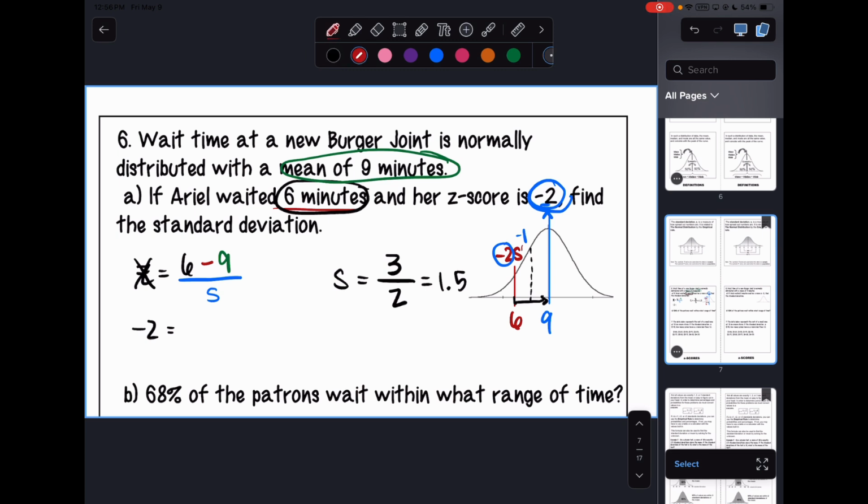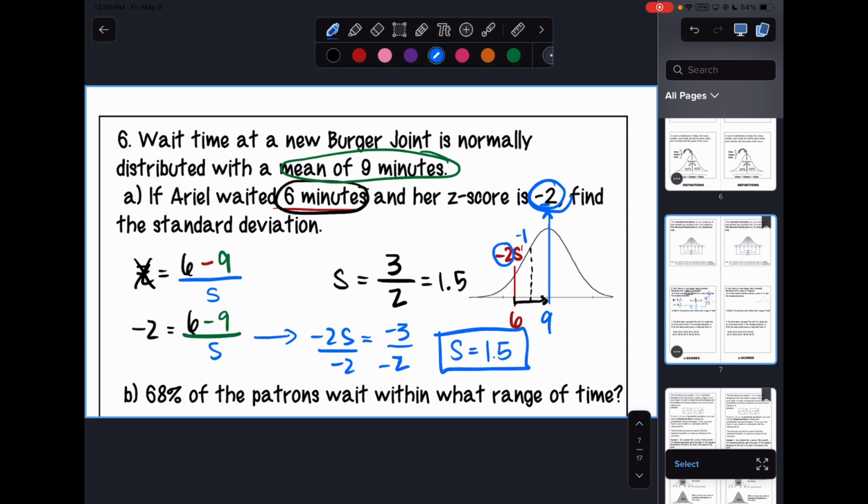So the rest stays the same. 6 minus 9 divided by s. Then how do we solve for s? So -2s, we multiply both sides by s. 6 minus 9 is -3. -3 needs to be divided by -2, right? And s is going to be 1.5. So let's go back. Each standard deviation is going to be 1.5 minutes.